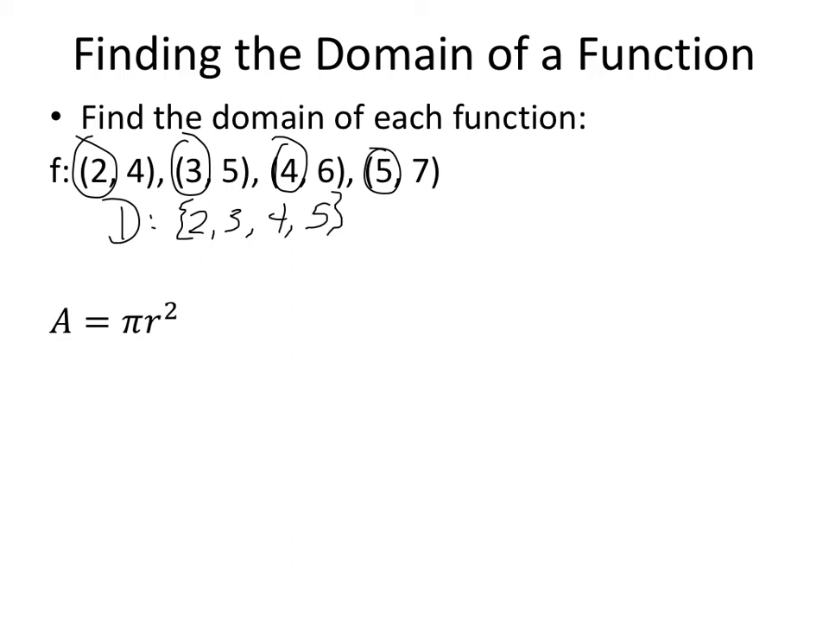Now, for this second one, my input value is my r, right? That's my input variable, not value. Can I square any number? Well, of course I can, okay? So since I can square any number and always get an output, I don't have any domain restrictions. So my domain is the set of all real numbers, and we abbreviate that with a double-barred R, and that just means the set of all real numbers.